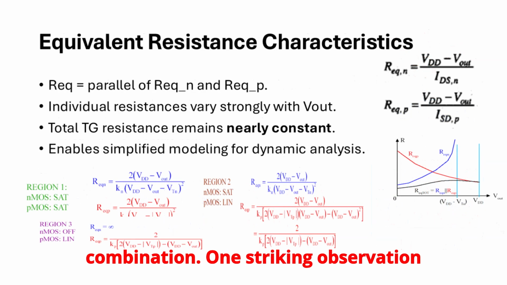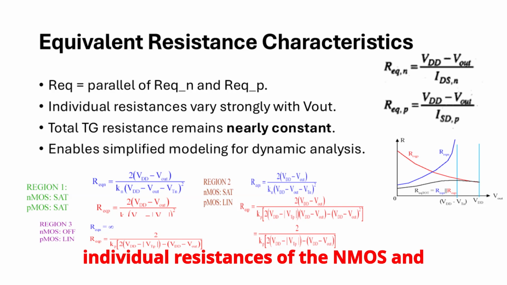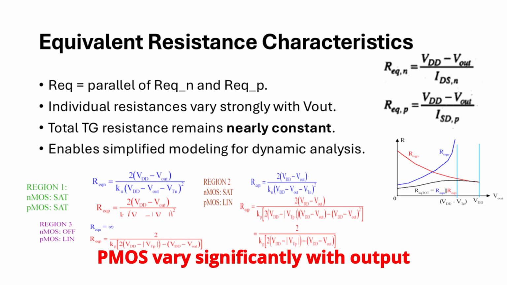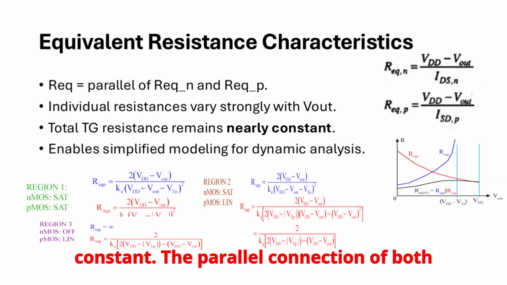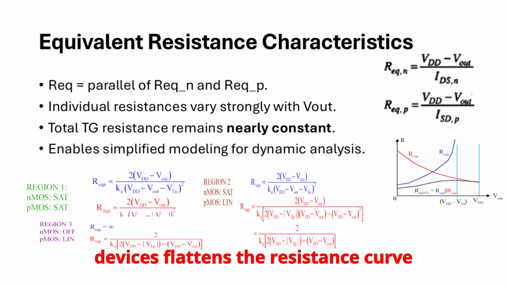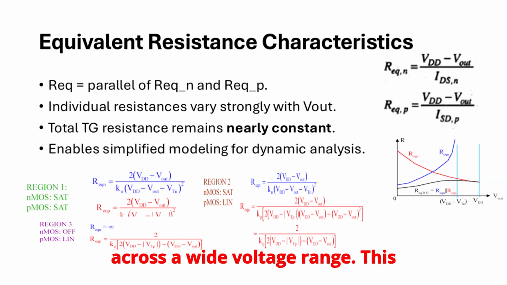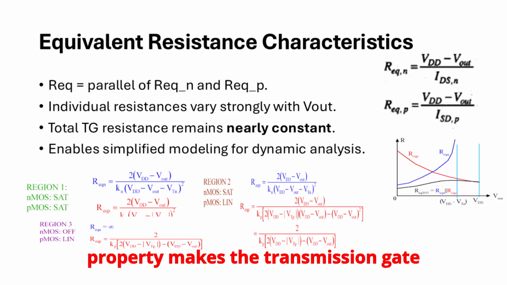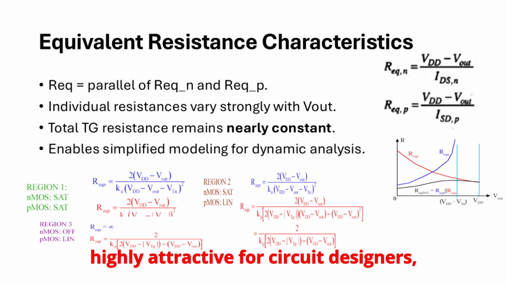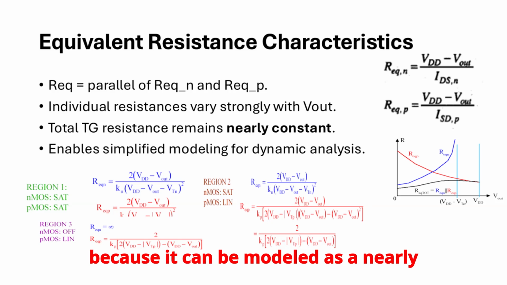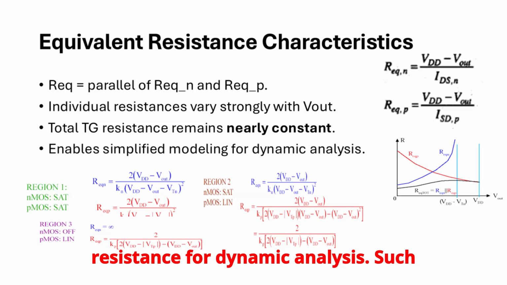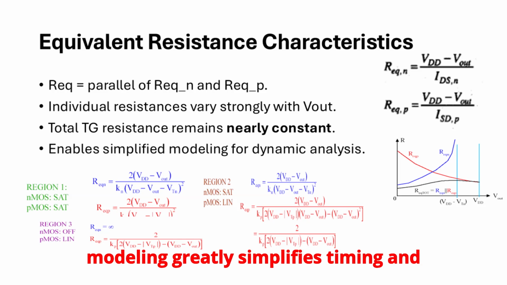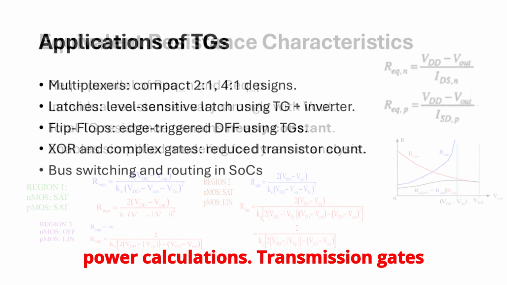One striking observation from this analysis is that while the individual resistances of the NMOS and PMOS vary significantly with output voltage, their combined effect is almost constant. The parallel connection of both devices flattens the resistance curve across a wide voltage range. This property makes the transmission gate highly attractive for circuit designers, because it can be modeled as a nearly ideal switch with an equivalent resistance for dynamic analysis. Such modeling greatly simplifies timing and power calculations.